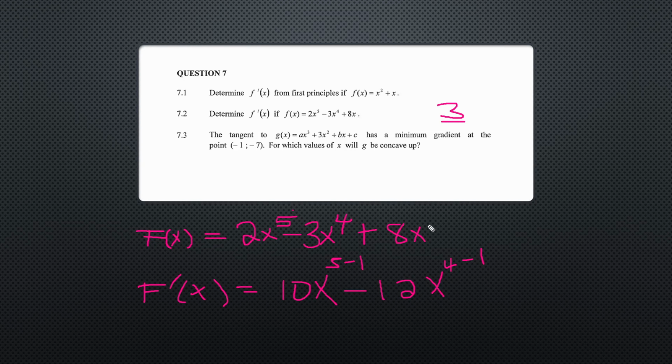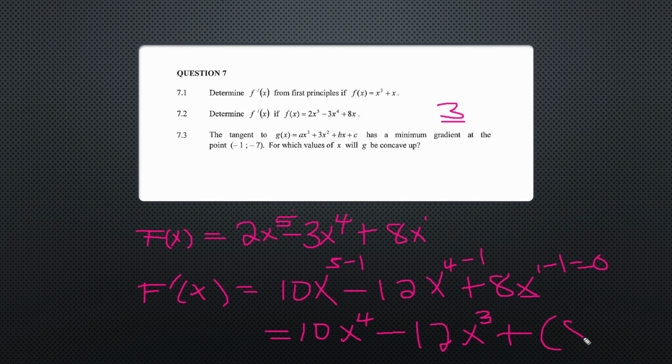And then the last one will be what? Because there is a 1 here, it will be plus 8x to the 1 minus 1. And then the final answer will be 10x to the exponent 4 minus 12x to the exponent 3, and then plus 8 times x to the 0, which equals 1. And then 8 times 1 will give us an 8. So the entire equation here will be correct, and you are going to get your marks. There is no need for the multiplication of 1 here, because this will never change anything. So the final equation will definitely be something like this. So 3 marks it is.